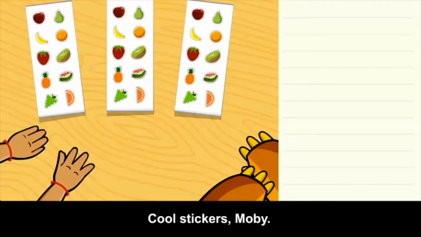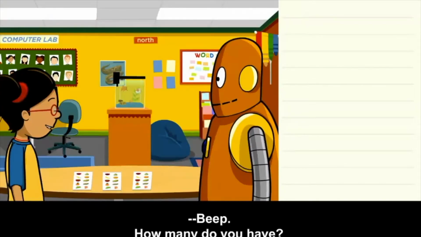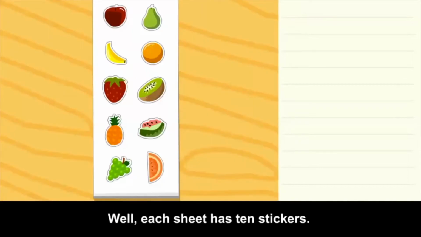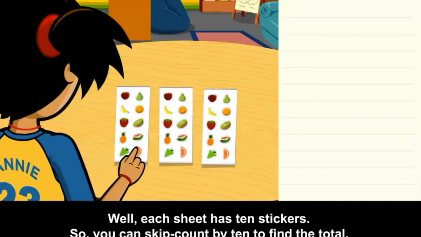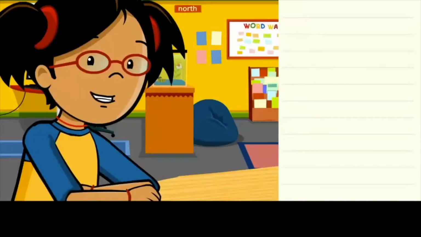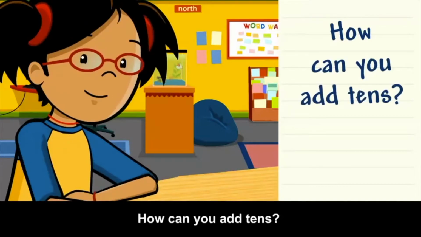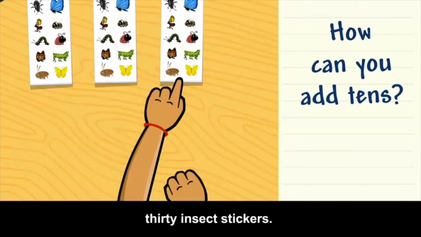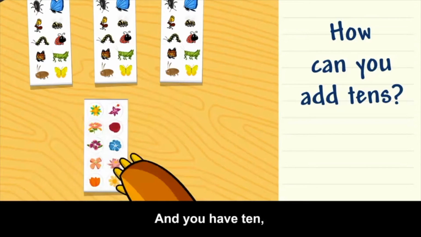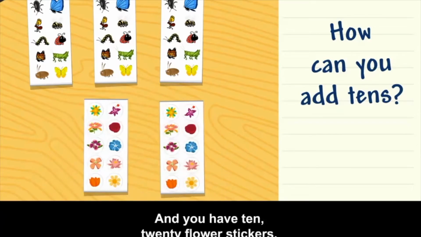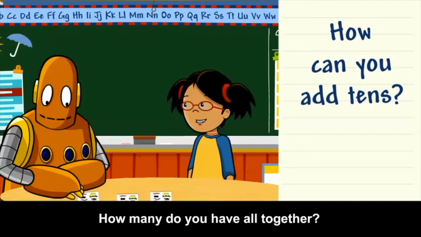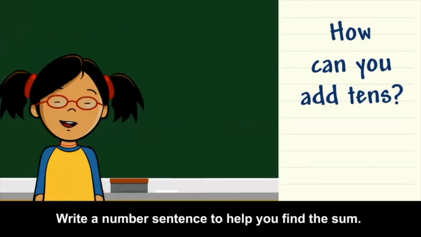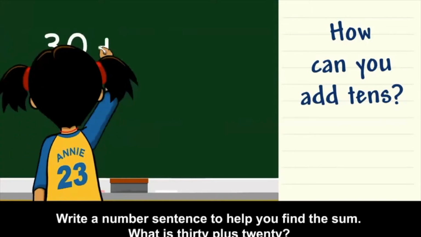Cool stickers, Moby. How many do you have? Well, each sheet has 10 stickers. So you can skip count by 10 to find the total. How can you add tens? Let's see. You've got 10, 20, 30 insect stickers. And you have 10, 20 flower stickers. How many do you have altogether? Write a number sentence to help you find the sum. What is 30 plus 20?